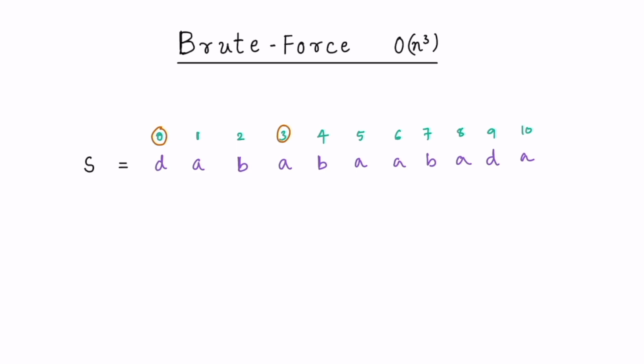The substring represented by index pair 0 and 3 is this. To check if this is a palindrome or not, we have a left pointer pointing to the first character in the string, and we have a right pointer pointing to the last character in the string. We compare these two characters, and if they are equal, we move the left pointer to the right by one step, and we move the right pointer to the left by one step. We continue doing this until we meet one of these two conditions.